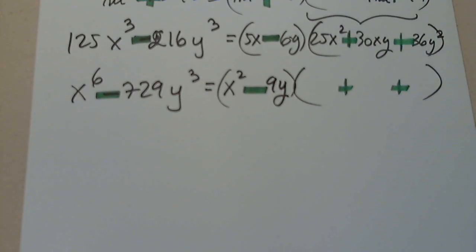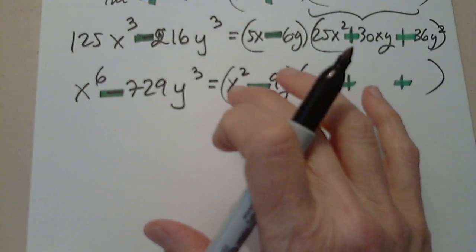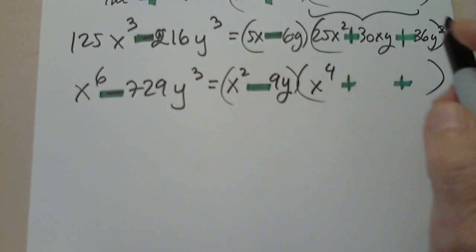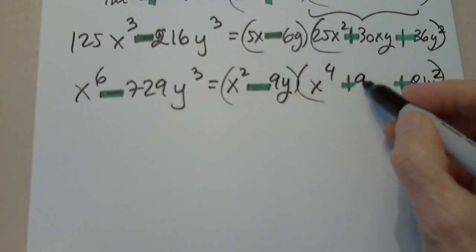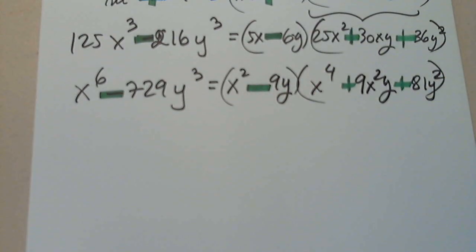Once we identify the binomial, the rest is a piece of cake. We square the first term. We square the last term. And we just multiply them. 9x squared y. Is this okay?